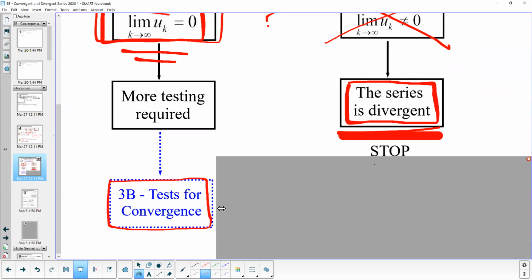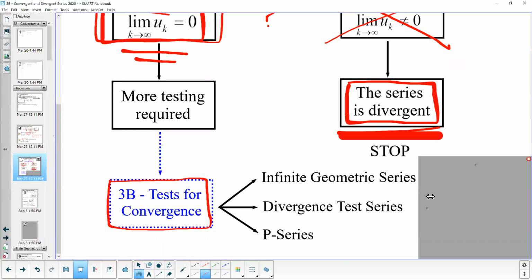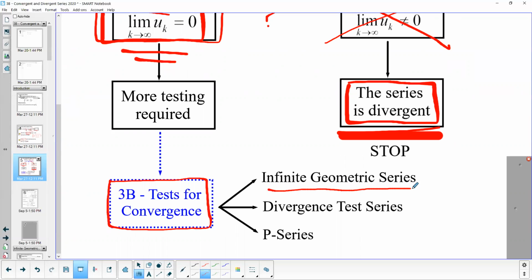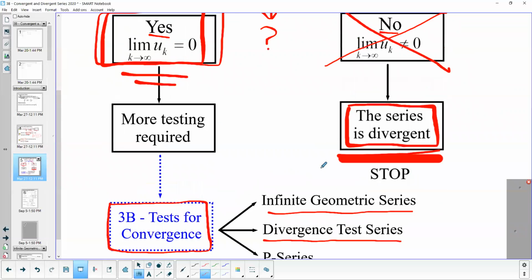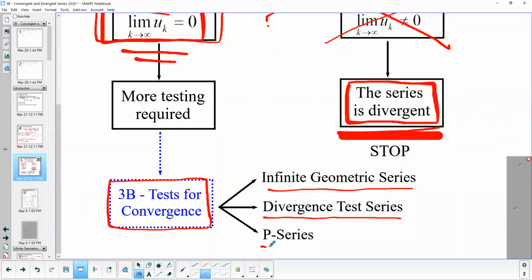And in the next video, what we're going to do is explore the first three, which are the easiest ones to deal with. The first is we're going to look at infinite geometric series, which we've been doing now for a year and a half. We're going to look at the divergence test, which is essentially this right here. And then we're going to look at a new one, which we actually explored a little bit when we talked about improper integrals, and we call that the p-series test.